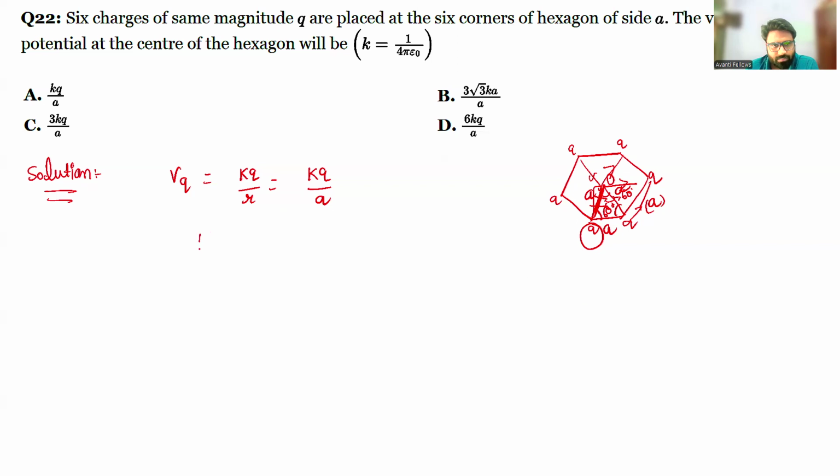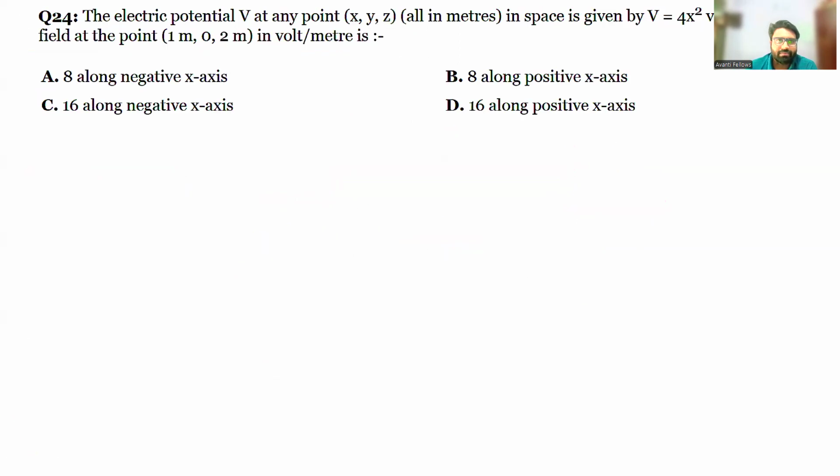So the total potential is equal to 6 times V Q, which is 6 KQ upon A. This is the correct answer to this. Option D is the correct one. I hope you got it. Now move to the next one.